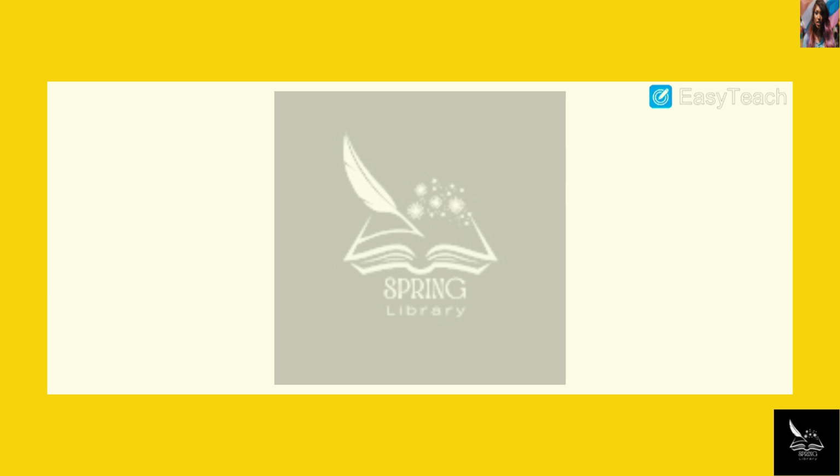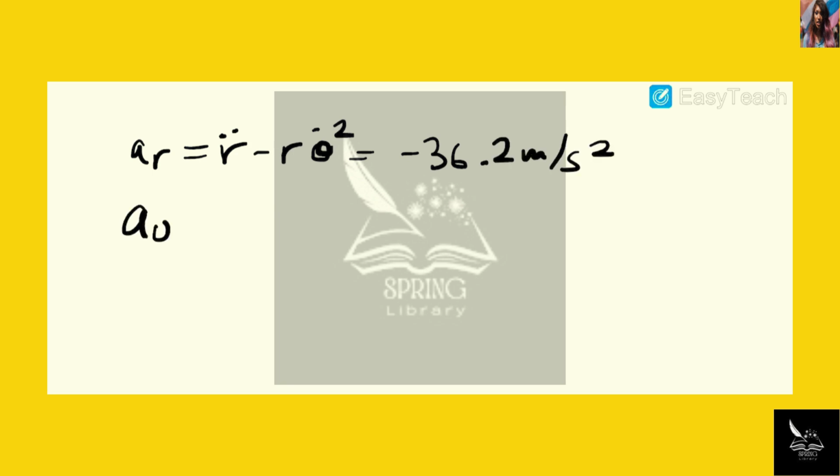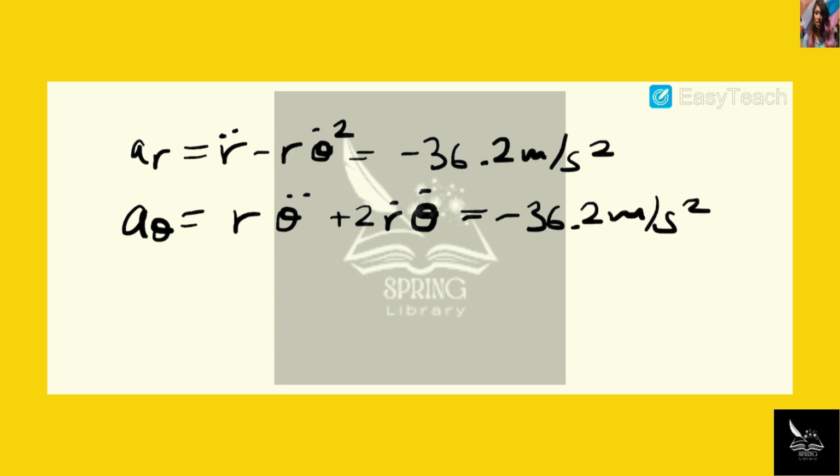Then we can calculate a_r, or the acceleration in the radial direction. That's equal to r double dot minus r theta dot squared. And that's equal to negative 36.2 meters per second squared. And then we can calculate a_theta, and that's equal to r theta double dot plus 2 r dot theta dot, which is equal to negative 36.2 meters per second squared as well.